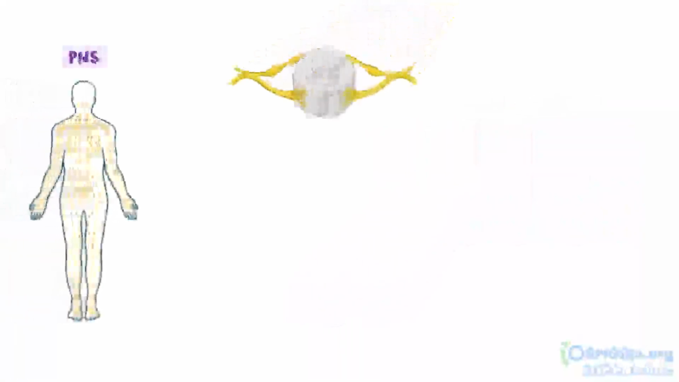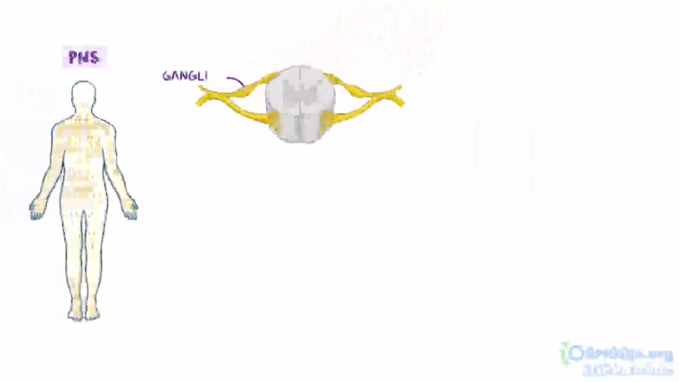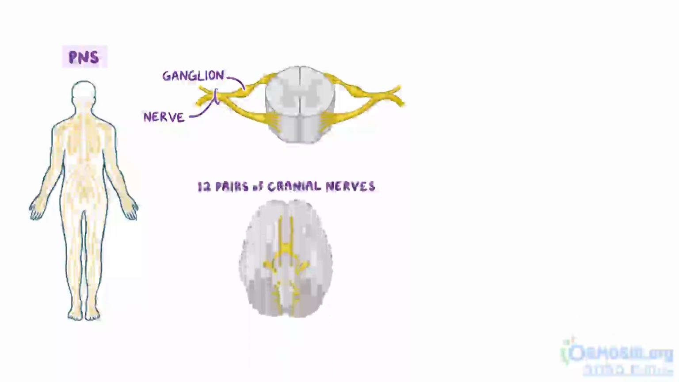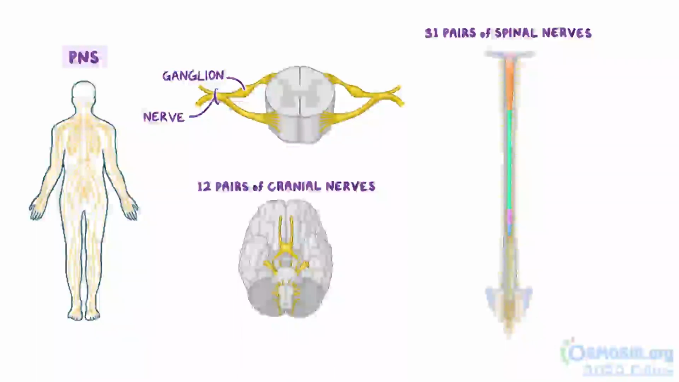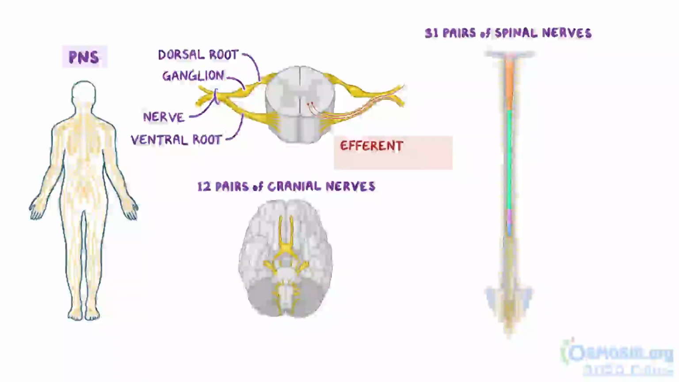In the peripheral nervous system, a group of cell bodies is called a ganglion, and bundles of axons are called nerves. The PNS consists of 12 pairs of cranial nerves that arise from the brain, and 31 pairs of spinal nerves that arise directly from the spinal cord, with each nerve being formed by the union of ventral and dorsal roots. Efferent fibers leave the spinal cord from the anterior horn through the ventral root and provide motor innervation to muscles, while afferent fibers enter the posterior horn of the spinal cord through the dorsal root and provide sensory signals to the central nervous system.